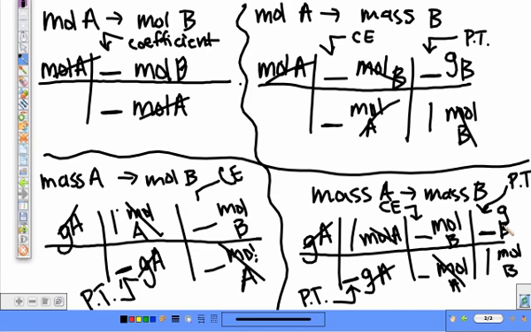If it doesn't specify what they want the answer in, it doesn't matter if it's in grams or kilograms. If it asks for an answer specifically in kilograms, then you can switch it back.